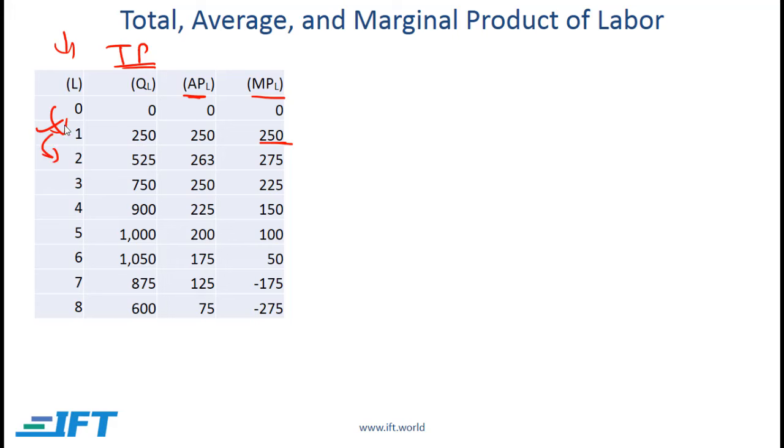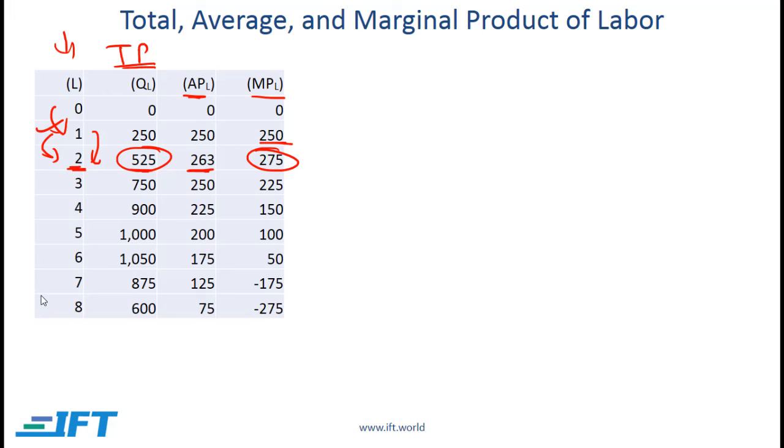Now going from 1 unit of labor to 2 units of labor, what happens? The total product increases to 525. The average product is 263. So where did this come from? This is 525 divided by 2 and then rounded up. What about 275? Where is this coming from? This is the difference between 525 and 250. So when we add this unit of labor, the additional output, or the marginal product of labor, is 275.